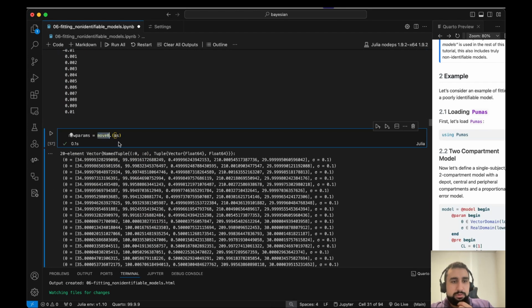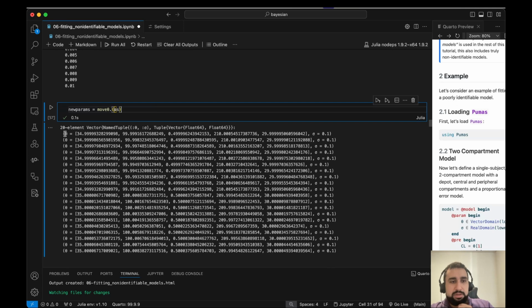Now next I will call this function move theta on all the values of alpha that I have selected, and I do this with the broadcasting syntax here to call a function on each value in a vector, and it gives me a vector of named tuples where the values are slightly different, as you can see here.